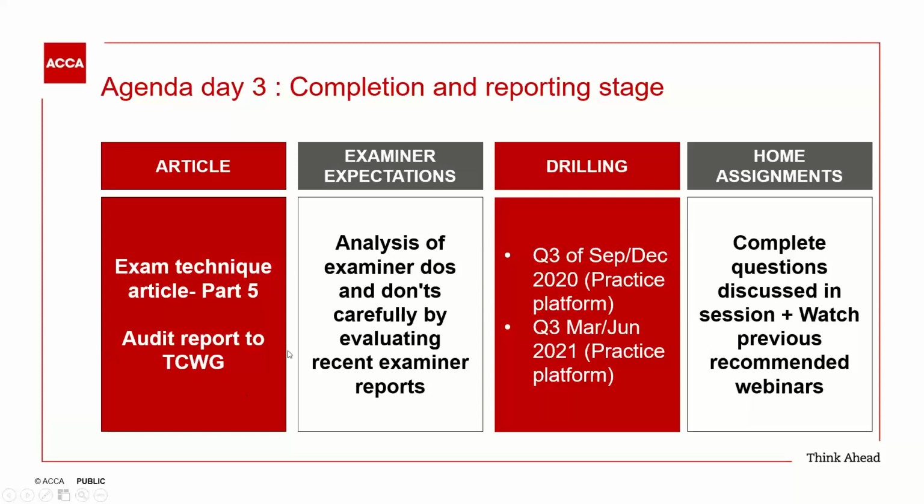Then I would be doing analysis of the examiner report, just like I did the analysis yesterday of the March-June 21 examiner report. I'll be looking at 2 questions: question 3 from September-December 20 and question 3 from March-June 21. Any question left unattended, you will do as your home assignment. And you will also watch the previous webinar on the same topic.